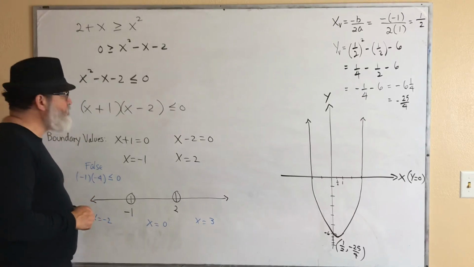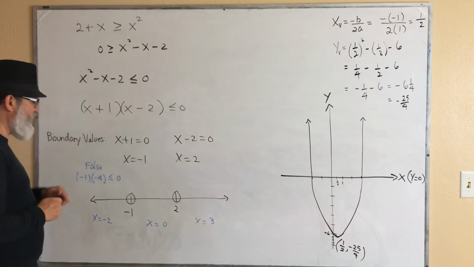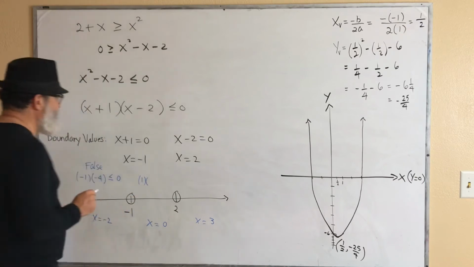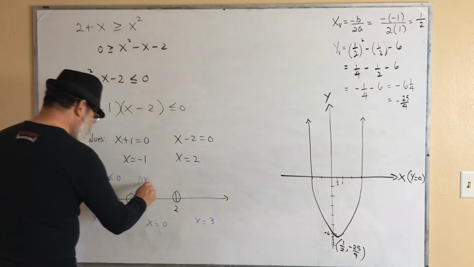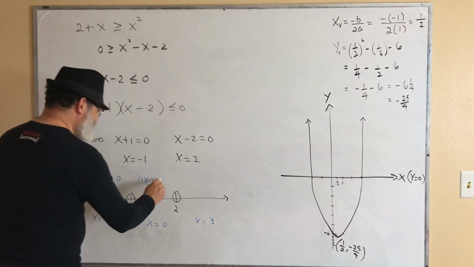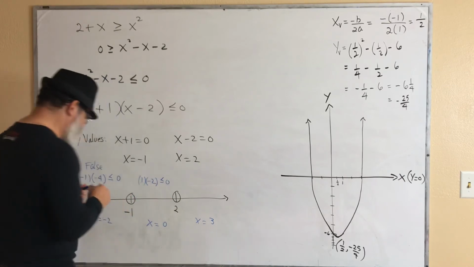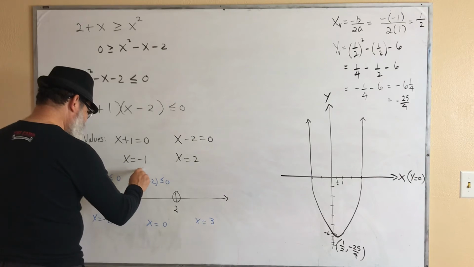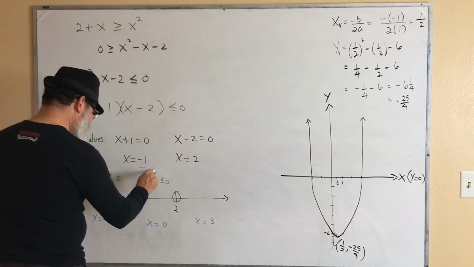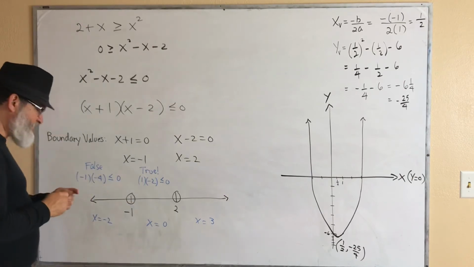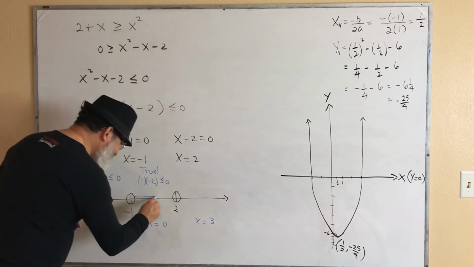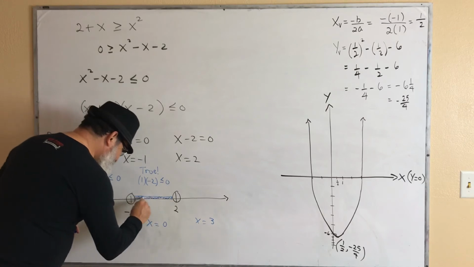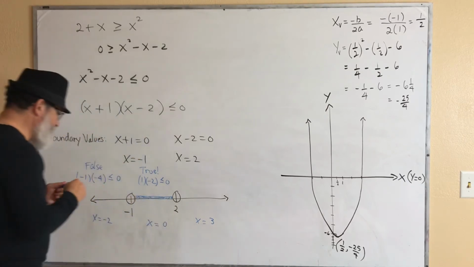Plug in x equals 0. 0 plus 1 is 1. 0 minus 2 is negative 2. Is that less than or equal to 0? True or false? True. This is true. So we shade that region. This region is shaded because we got true.